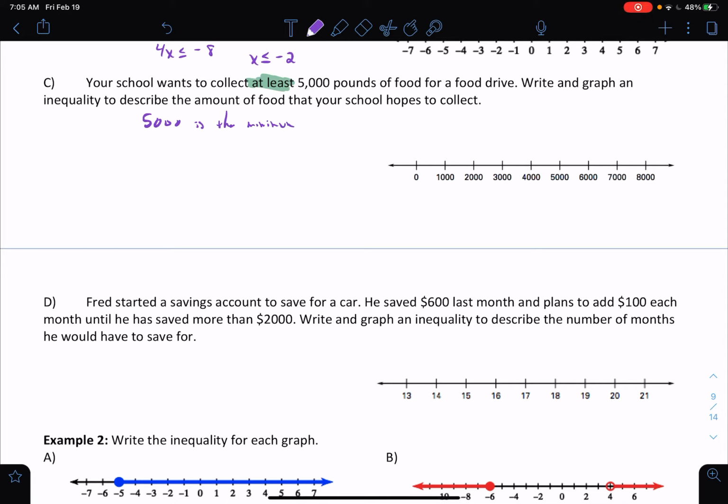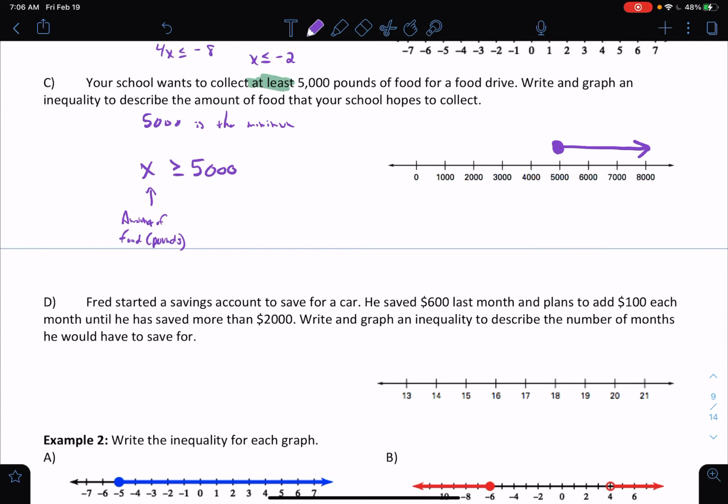5,000 is the minimum, which means that x, where x represents the amount of food in pounds, must be greater than or equal to 5,000, because 5,000 is the minimum. 5,000 is the least amount that they want to make. They want to make more than 5,000 if possible. So it's going to be a solid dot at 5,000, shading off to the right.